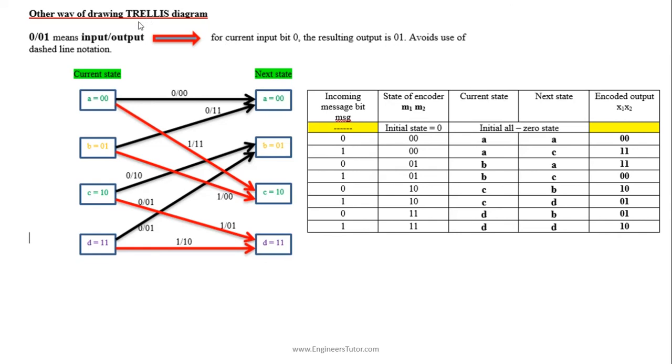The other way of drawing the trellis diagram will be shown here. It avoids the use of dashed line notation. Suppose on the branch we represent both input and output: 0 by 0, 1 means input by output. This 0 represents the incoming bit, and the corresponding output will be represented here. Instead of using dashed lines, we use input by output notation to get the trellis diagram. Please practice it.